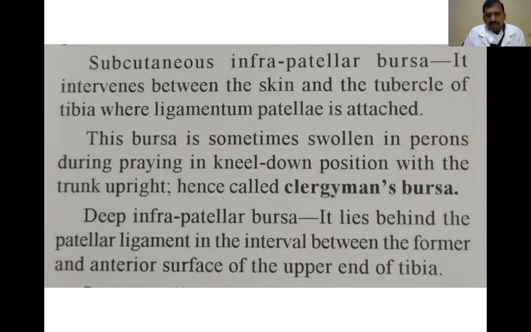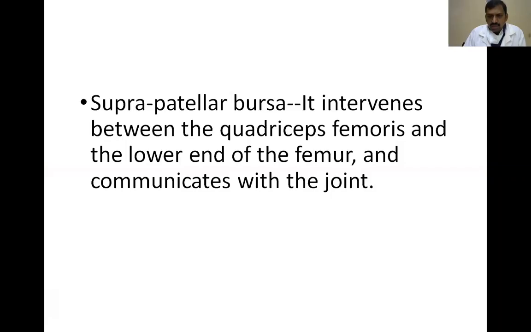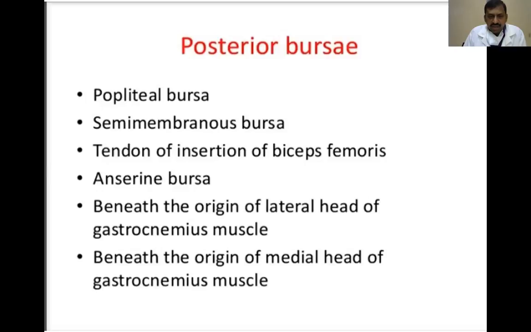The deep infrapatellar bursa lies behind the patellar ligament, in the interval between the femur and the anterior surface of the upper part of the tibia. The suprapatellar bursa intervenes between the quadriceps femoris tendon and the lower end of the femur and communicates with the joint. These are all the important bursae in the anterior part.